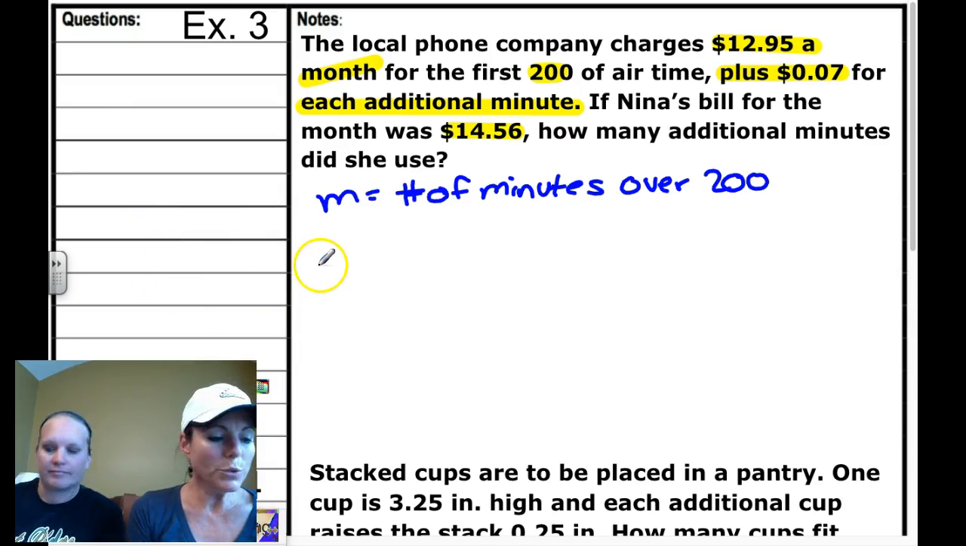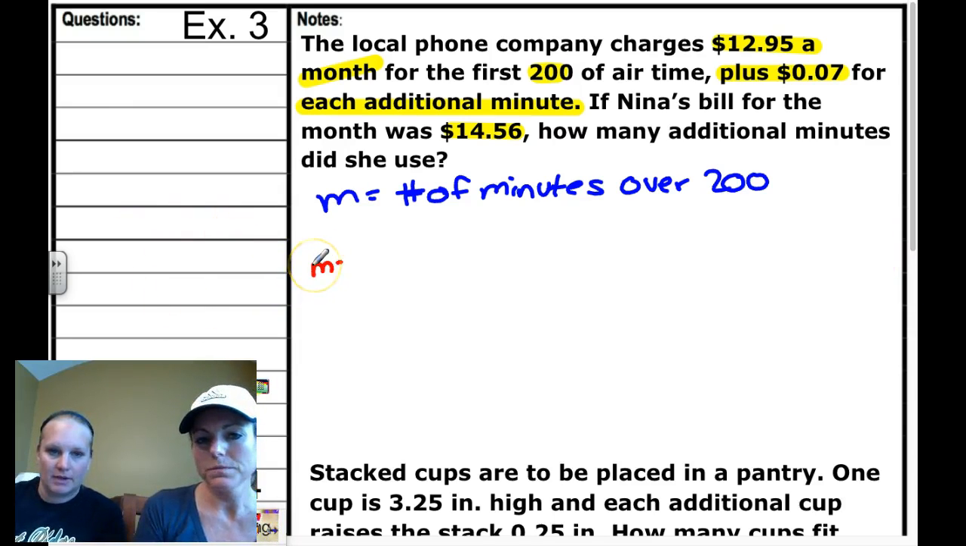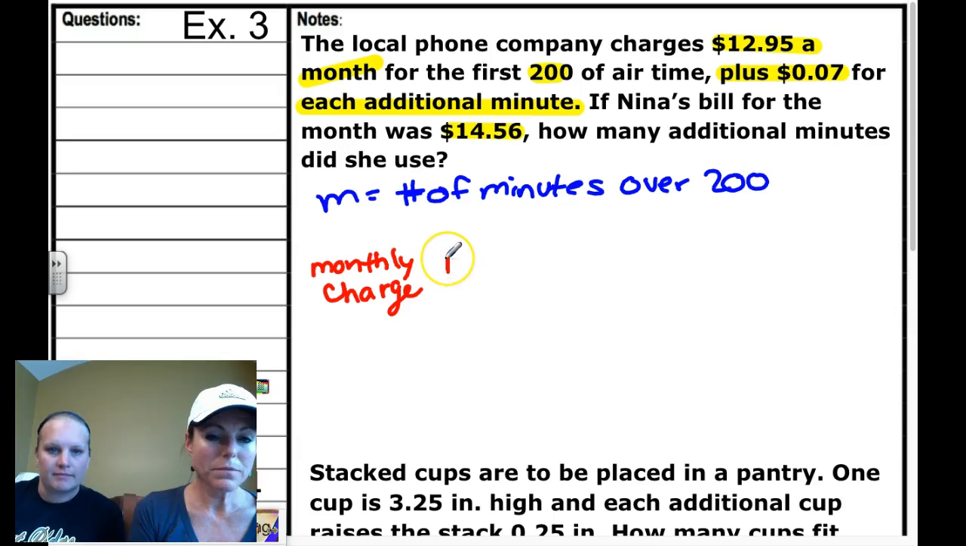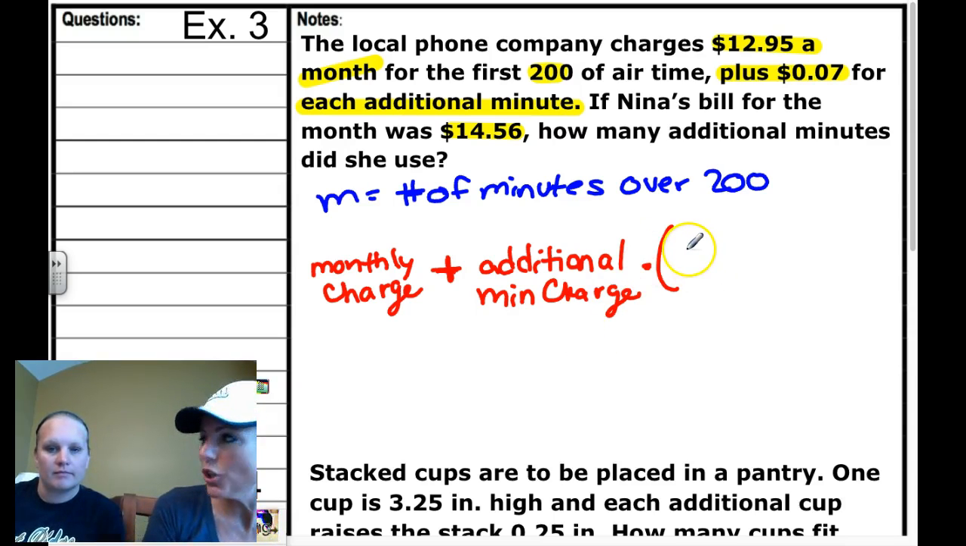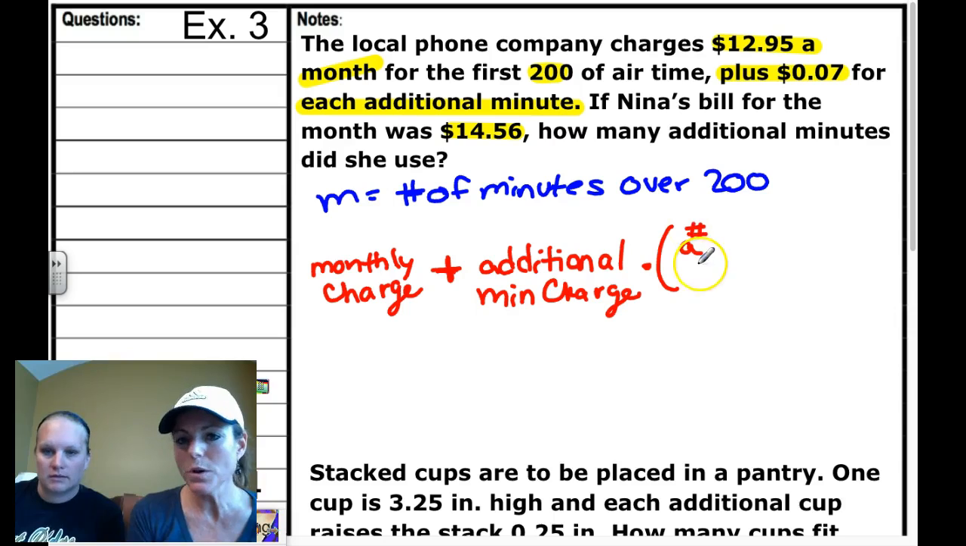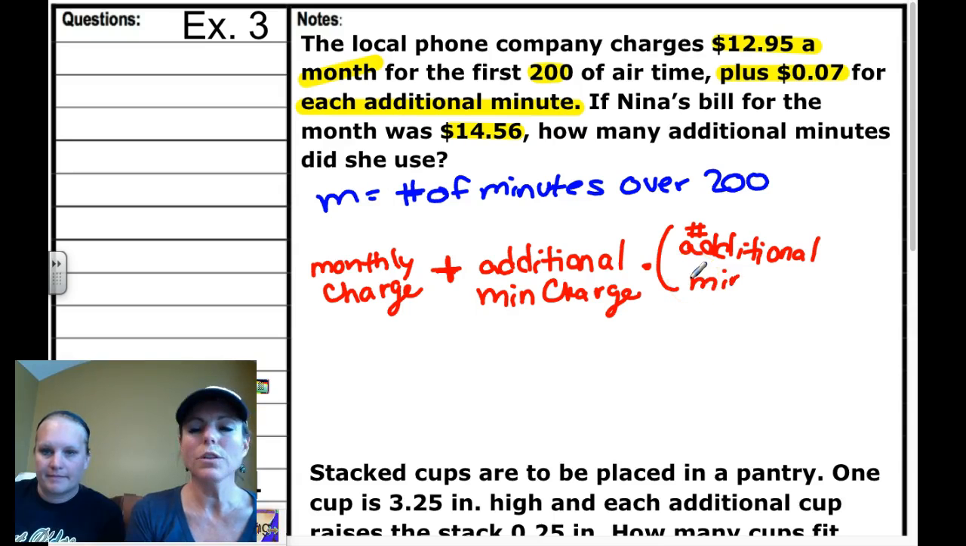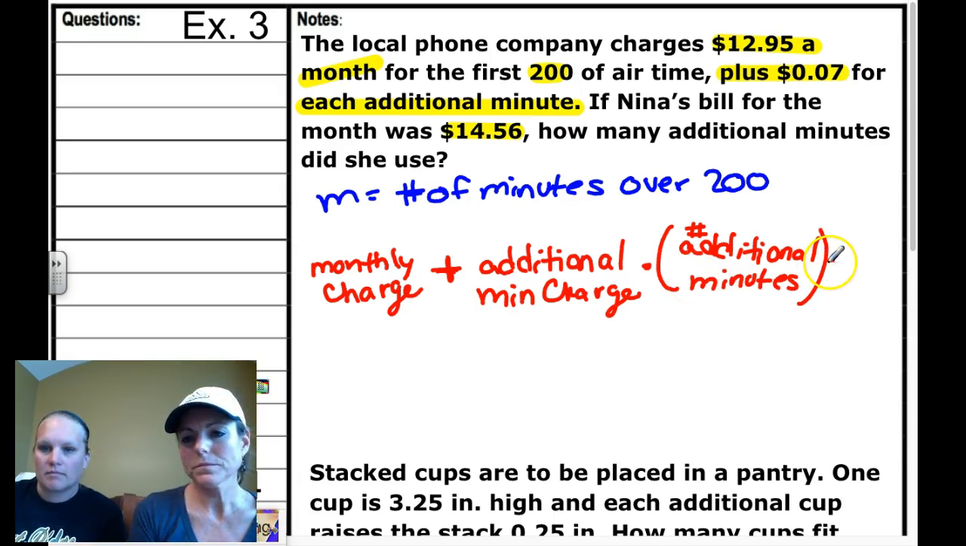Before we plug in numbers, we're going to start with the monthly charge, because you have to pay that no matter what. So that's first. And we're going to add to that the additional minute charge times the number of additional minutes, the number of minutes over 200. And that is going to equal the total charge. So now we can plug the numbers in.